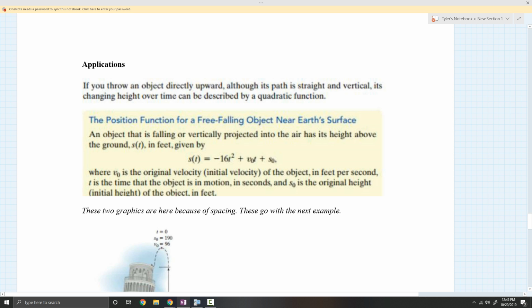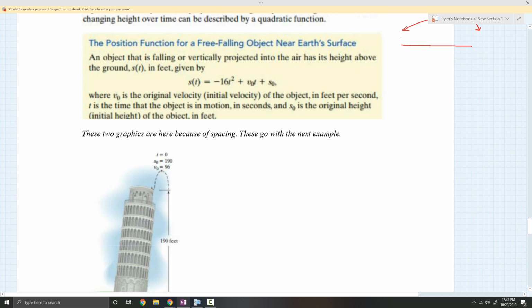So even if you throw a football, it's going to have some kind of path like this, which is partly a quadratic type of shape. So even a bullet, everything is going to have kind of this quadratic shape to it. Some are more extreme than others.